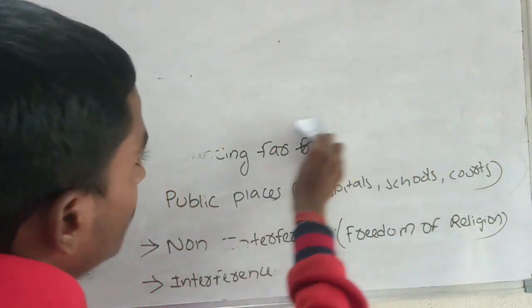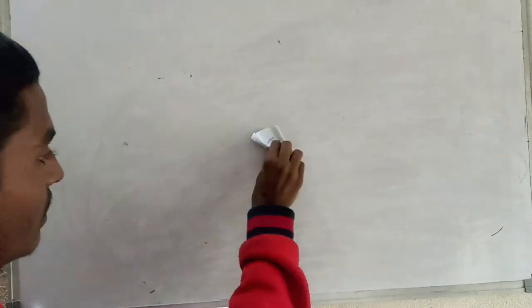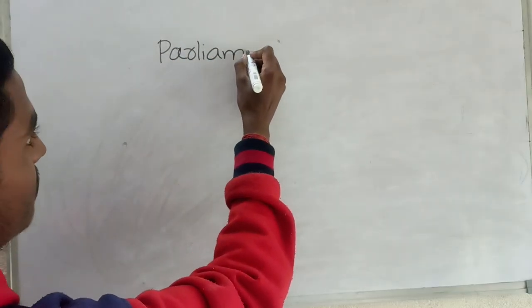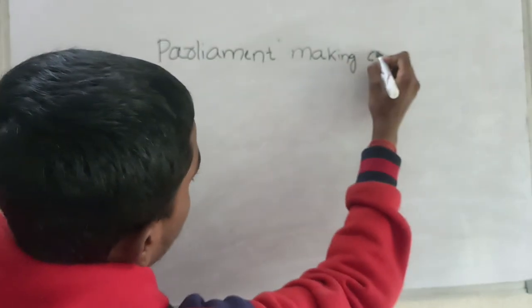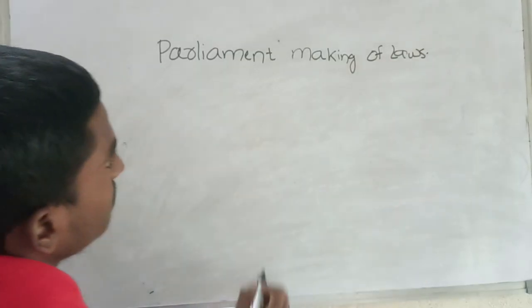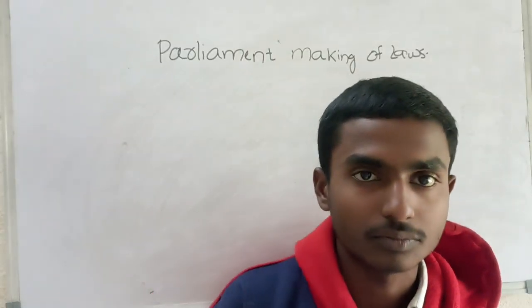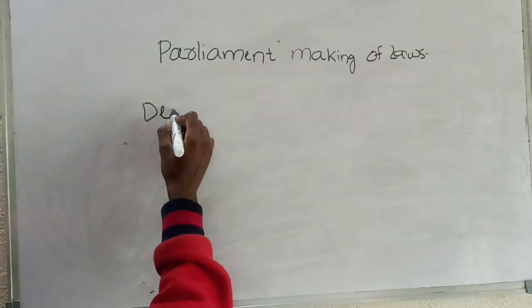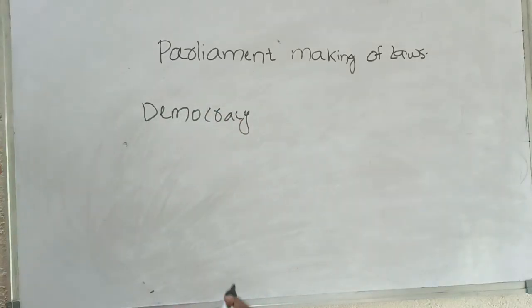So today we are discussing Parliament, the making of laws. Before going to study it, let us define a basic term, that is democracy. Democracy is complicated, and we have studied it in detail in 9th class. Now just see the four features of democracy.